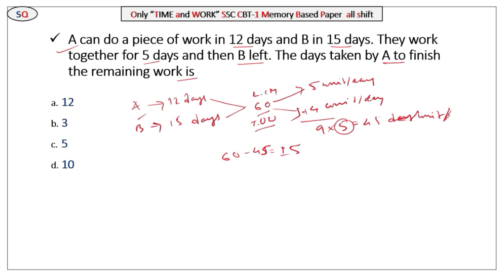So since B left the work, the days taken by A to finish the remaining work: since A can do 5 units of work in one day, we have to divide 15 by 5, which equals 3 days. So the answer is B.